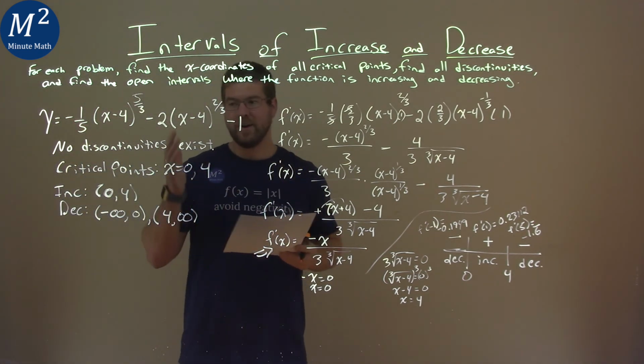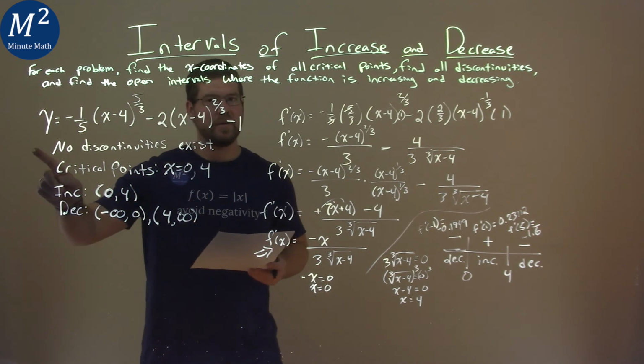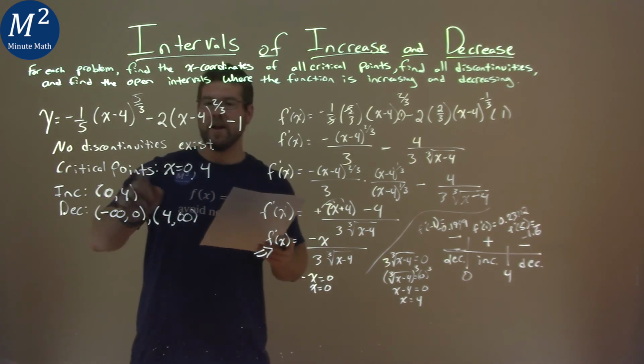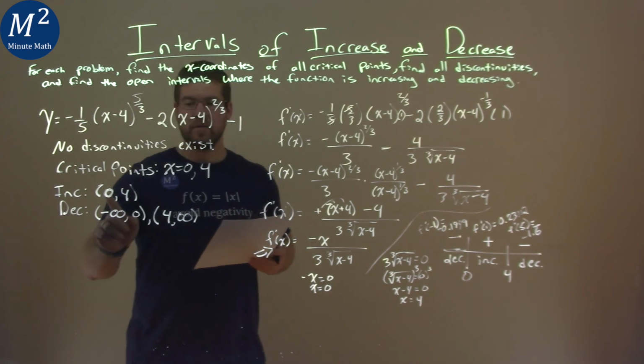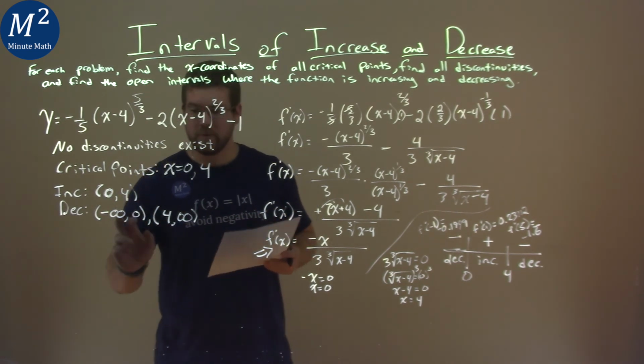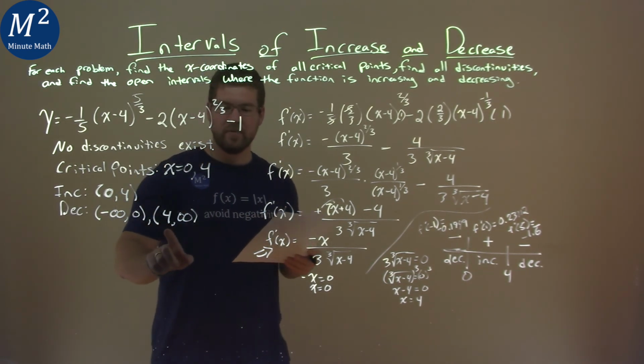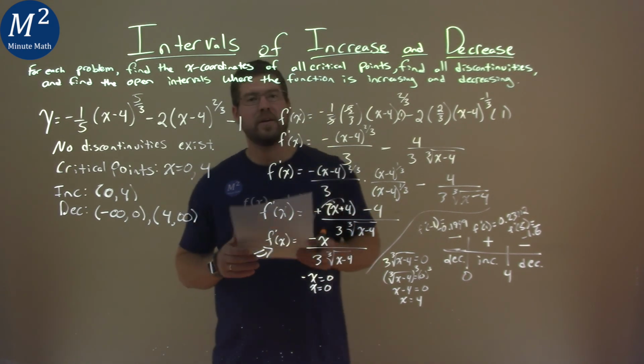And so again, our final answer here, we have no discontinuities exist. Our critical points are x equals 0 and 4. We're increasing from 0 to 4, and we're decreasing from negative infinity to 0, and from 4 to positive infinity.